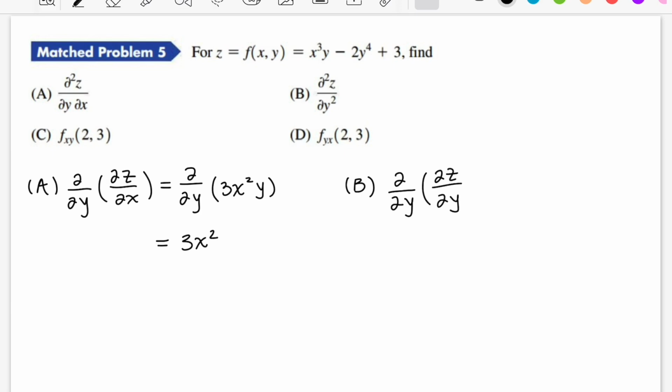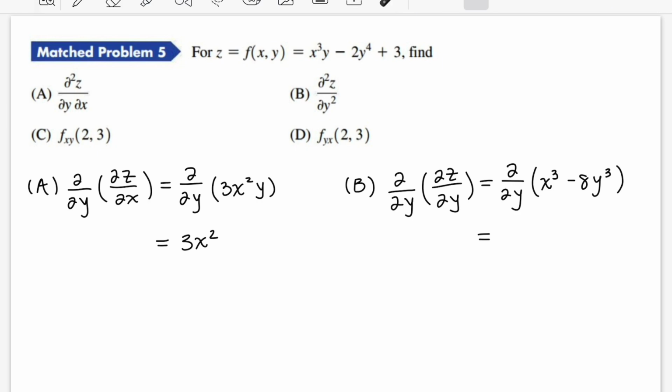So we're going to take the partial derivative of our function with respect to y, and then do it again. So the partial derivative of this with respect to y here, x is a constant, so this x cubed here is going to be a constant. So we just have x cubed. Then we're going to use our power rule here. So this 4 will come down in front. We'll have minus 8, and then y cubed here.